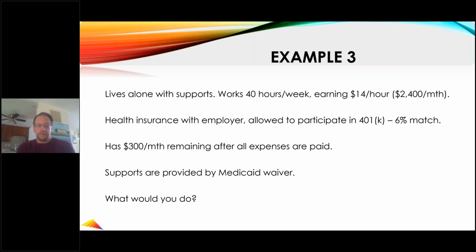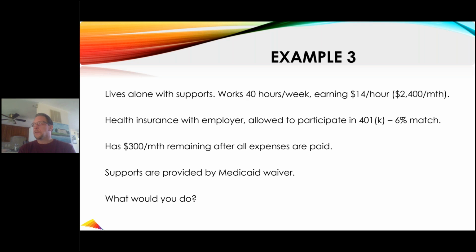So example 3: lives alone with supports, works 40 hours a week, earning $14 an hour, which works out to be, and I'm rounding on this, about $2,400 a month, health insurance from the employer. They are allowed to participate in a 401k, and they get a 6% match. Has $300 per month remaining after all expenses are paid. Supports are provided by Medicaid waiver. What would you do?